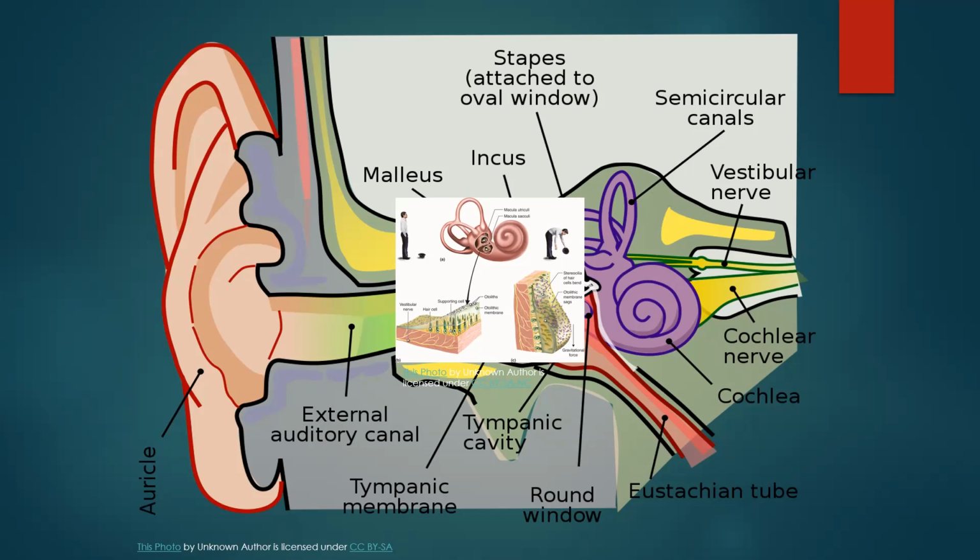Then we have the middle ear. There are three bones that help us conduct sound: the malleus, incus, and the stapes, and they live in the middle ear. Sound travels through the auditory canal, bounces off the eardrum, and that is how we process sound. And you can see here the branches of the vestibular and cochlear nerves.